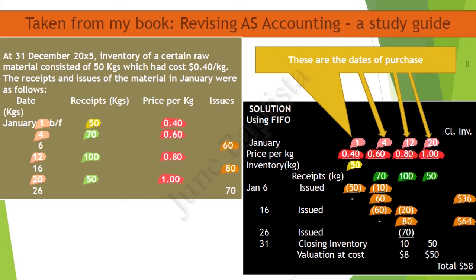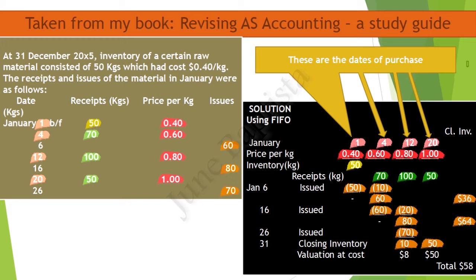On the 26th, 70 kgs was issued, all of which will come out of goods purchased on the 12th, to give us a remaining of 10 kgs. Therefore, on the last day of January, the 31st of Jan, the closing inventory was 10 kgs from goods purchased on the 12th and 50 kgs from goods purchased on the 20th.